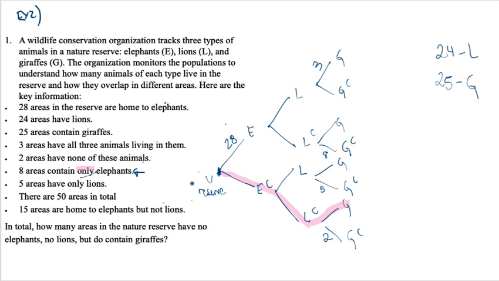Then there's this information. There are 50 areas for the reserve in total. So my universe has 50 areas. And 15 areas are home to elephant, but not lion. Okay? So let's think about this. Here I'm home for elephants. So there are elephants, but not lions. I don't have the information about the giraffes. It could either have giraffes or not, but this path up until here is elephant and not lion. This is 15. Okay?